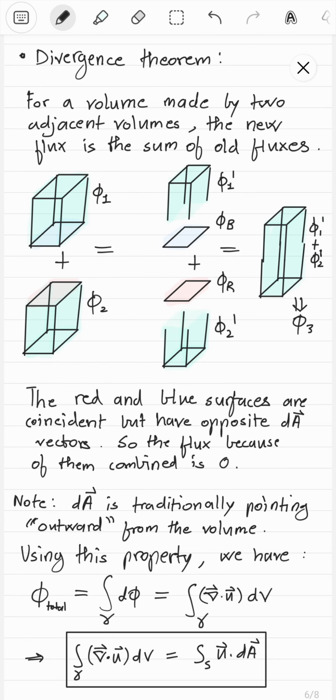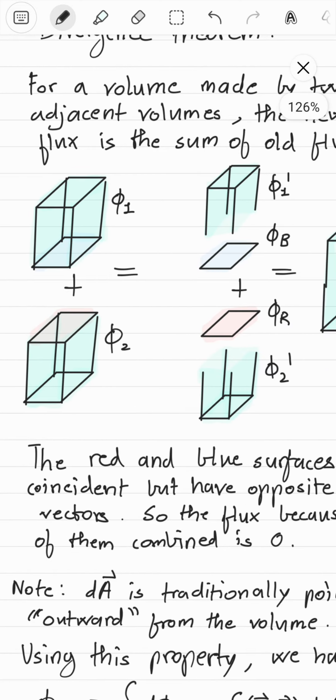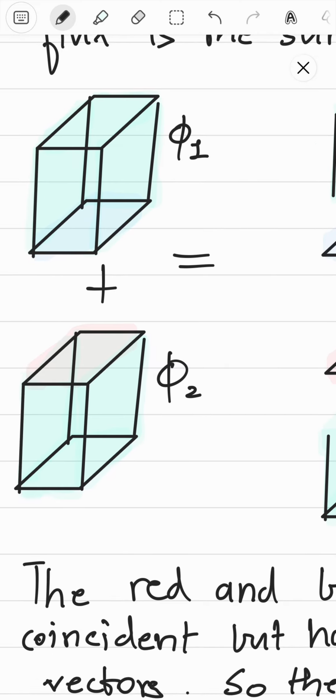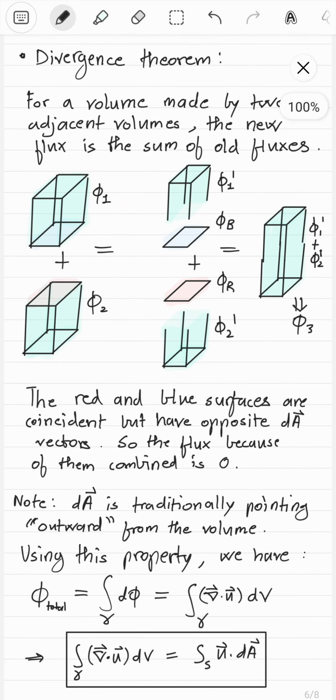Okay, so we have the divergence theorem, which we can prove from this very definition of the divergence. For a volume made by two adjacent volumes, the new flux is the sum of the old fluxes. So you have this figure showing what's exactly going on with the flux. For these two volumes, you can break the flux into the contribution from the surfaces which do not coincide and the contributions from the surfaces which do coincide. So these red and blue surfaces are coincident, their area vectors are opposite, so the flux through them is also opposite.